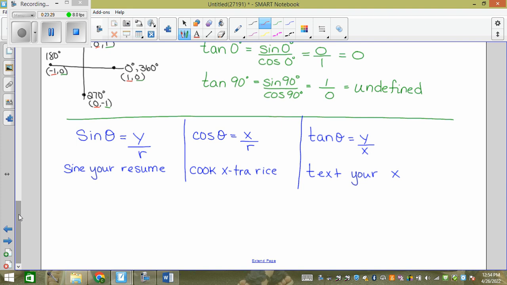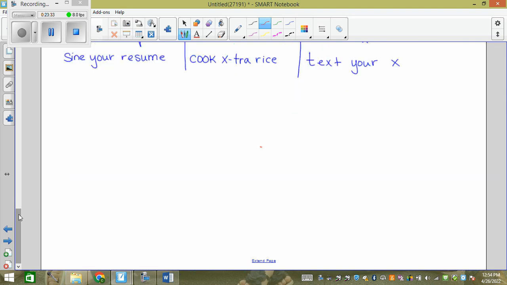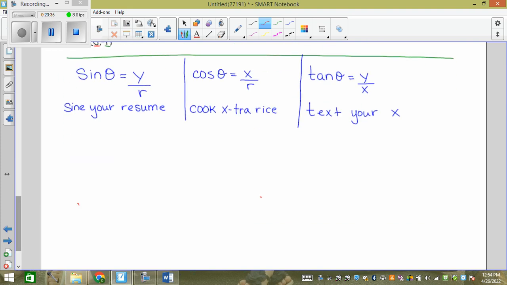So I'm going to show you what I mean. Don't write this part. I'm just explaining why this works. If I have cosecant theta equals 1 over sine theta, and sine theta is y over r, what are we going to do? Flip it and multiply by r over y. So your answer is just r over y. The secondary trig ratios are just reciprocals of the primary trig ratios.